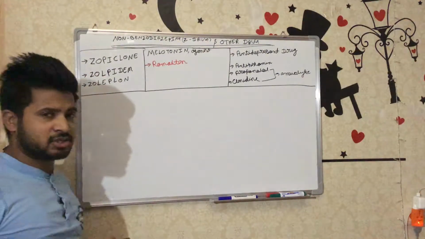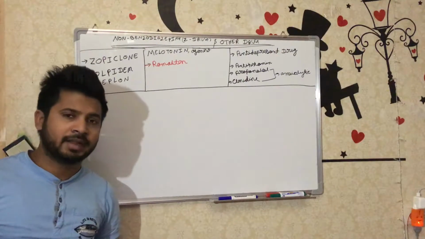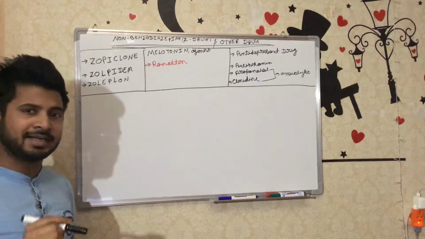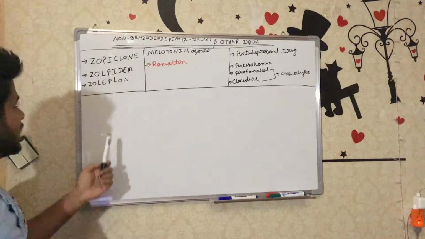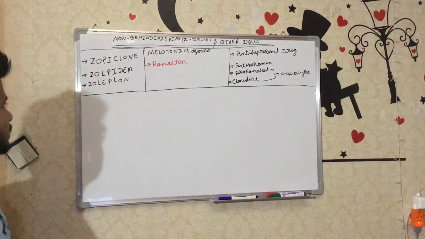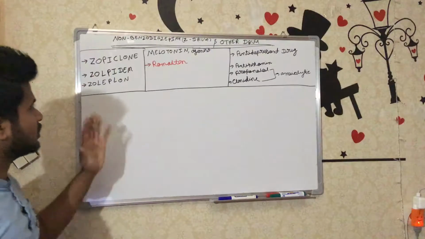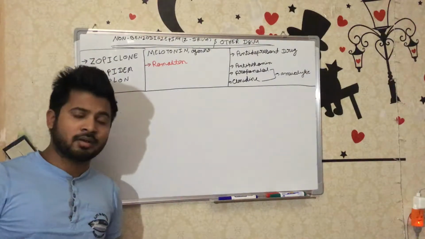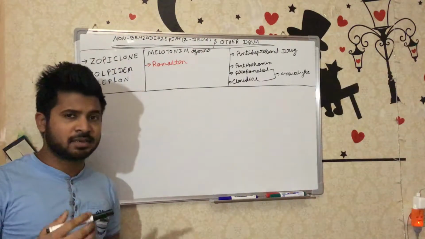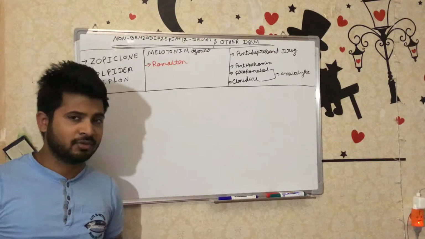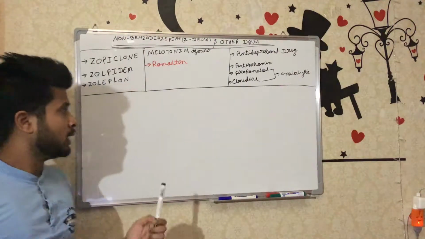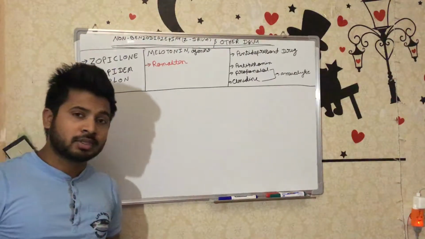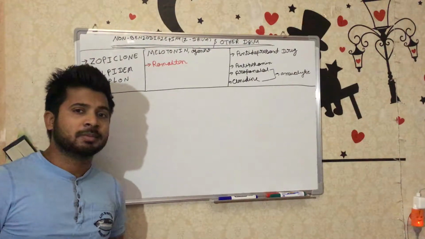Non-benzodiazepine means it's structurally absolutely different, but it acts on the benzodiazepine receptor in the CNS. That's why the name is non-benzodiazepine or Z drug. But before this discussion, I would like to share some information about the benzodiazepines. We forgot to mention in the last discussion the specific antidote of the benzodiazepine group.